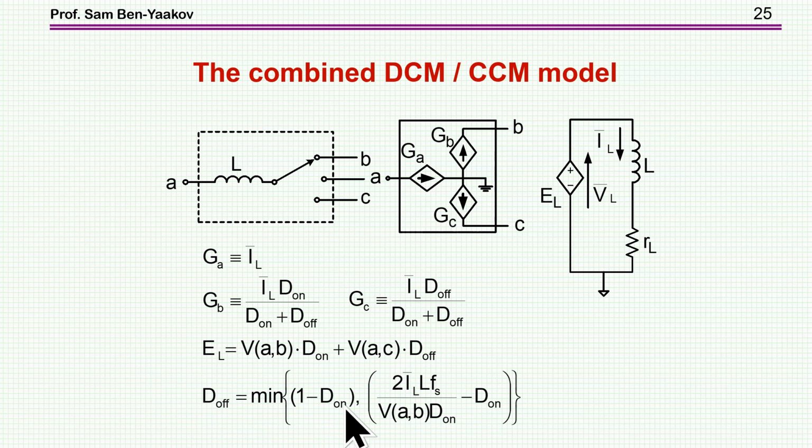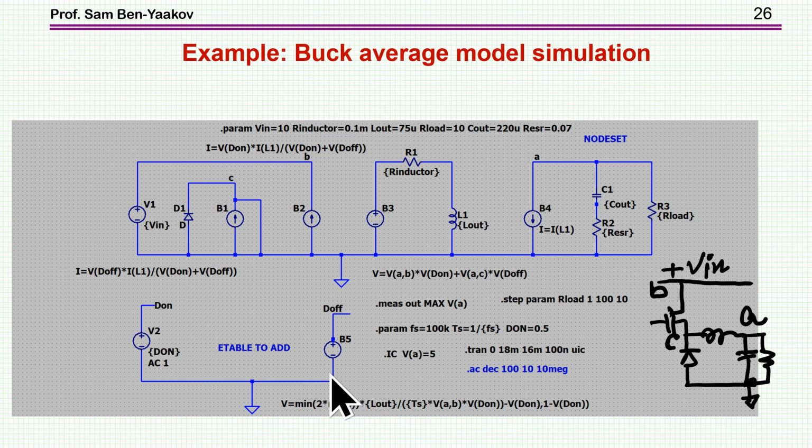1 minus D on. So while running, the simulator will pick up the correct D off depending on which one of them is the smallest. Now, in the case of CCM, this comes to be larger than the normal D off CCM, okay? So this will be the smaller. In the case of DCM, this will be the smaller, and it'll take the smaller. So here it is, and let's have a look now at some example.